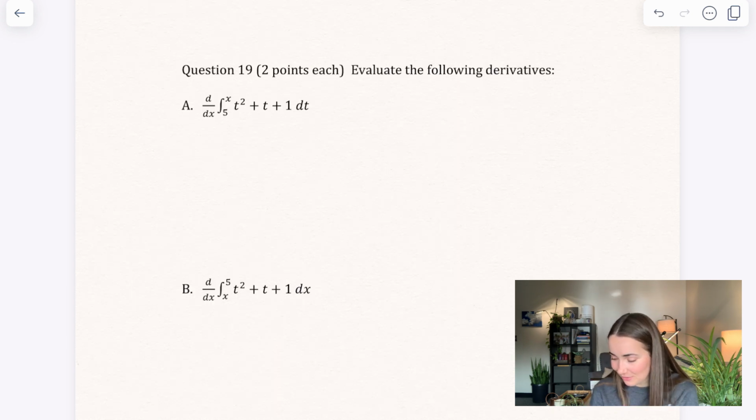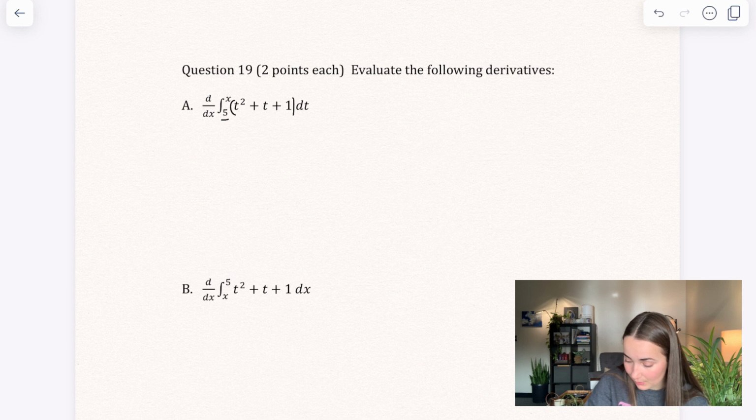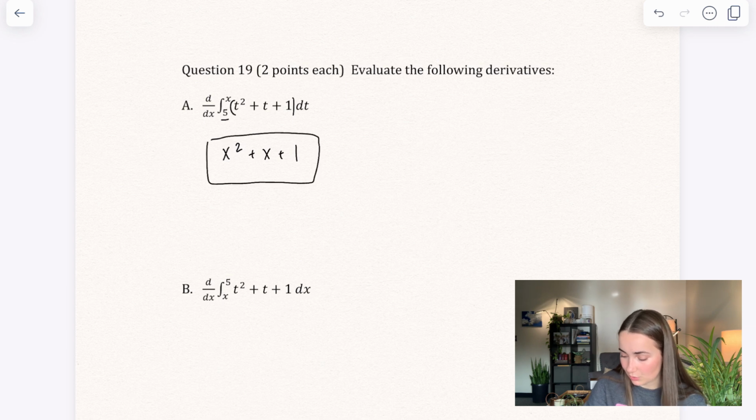Okay, so we have the derivative of an integral. So this is the fundamental theorem of calculus. So we're taking the derivative with respect to x of the integral from 5 to x of that whole thing. So what that means is that we just plug in x everywhere we see a t. So we get x squared plus x plus 1. And that right there is our solution.